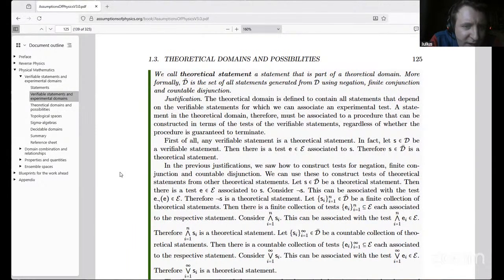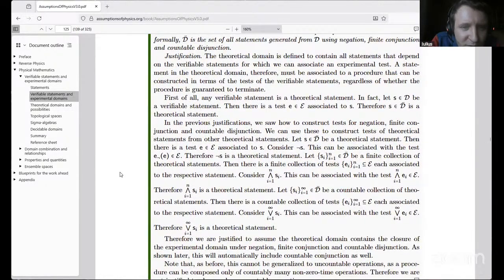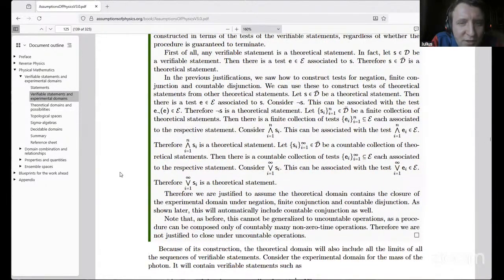First of all, any verifiable statement is a theoretical statement. In fact, let S be a verifiable statement. Then there is a test E associated to S. Therefore, S is a theoretical statement. In the previous justifications, we saw how to construct tests for negation, finite conjunction, and countable disjunction. We can use these to construct tests of theoretical statements from other theoretical statements.